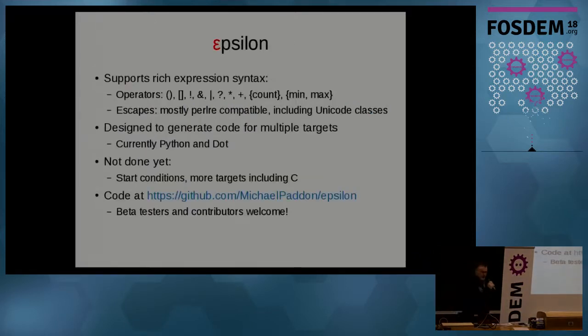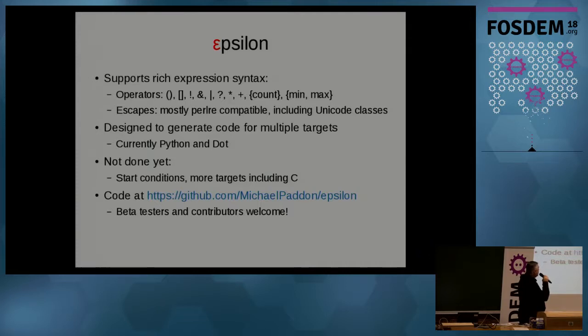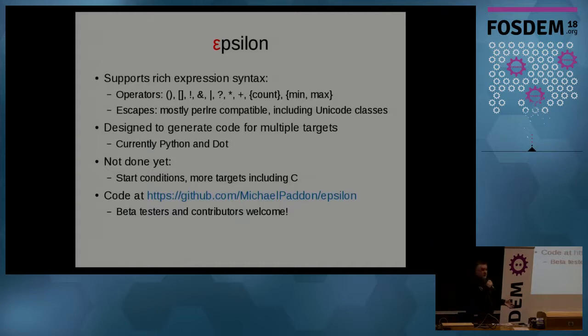So as I said, the tool is called Epsilon. It's up on GitHub. Beta testers and contributors are welcome. There's a bunch of stuff not done yet. I need to do start conditions, which is something that Flex supports that I don't support yet. You can also generate different code targets. I've got Python and Dot for visualizations at the moment, but I don't have C, so I need to generate a C target. The actual regular expressions are pretty close to Perl with a few extra features. So that's kind of where it's at. And again, I very much welcome any contributions.